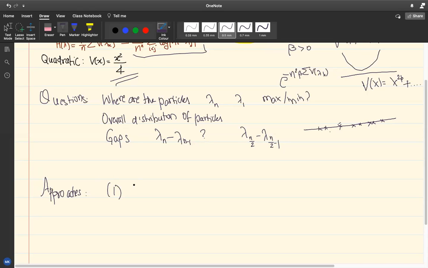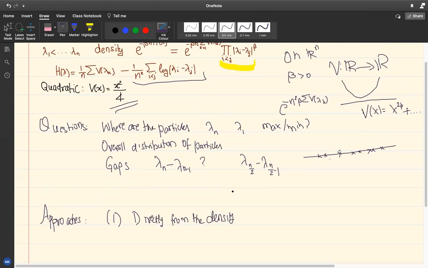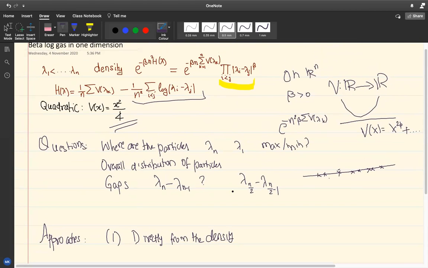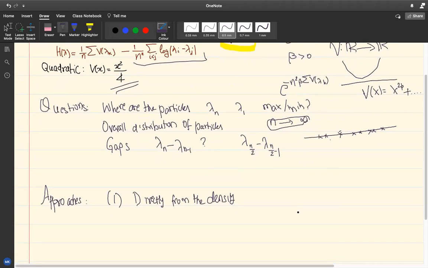So one option is to work directly from the density. It's certainly an option. We have an explicit density, so why can't we work with it? The problem is that all these questions we are interested in are as n goes to infinity, when you have a large number of particles. That's what we are interested in.